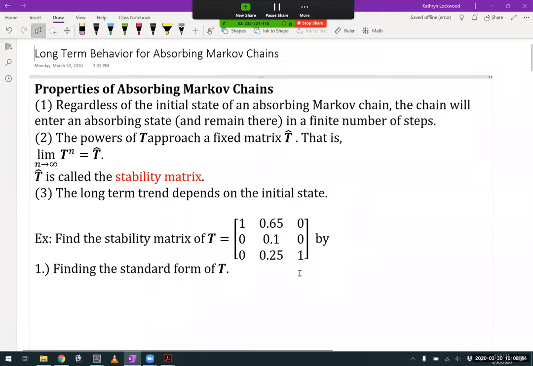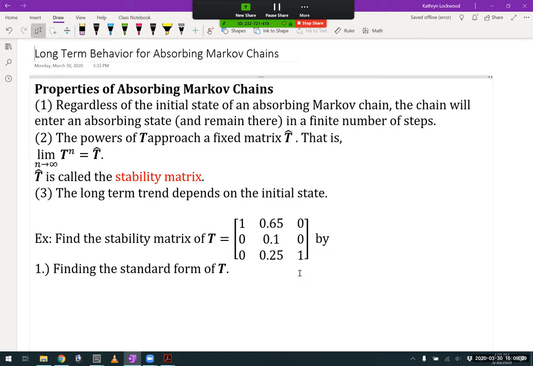In this last video, I'm going to cover the long-term behavior for absorbing Markov chains. A couple of properties of absorbing chains to start. The first is that regardless of the initial state of the absorbing Markov chain, the chain will enter an absorbing state and remain there in a finite number of steps.